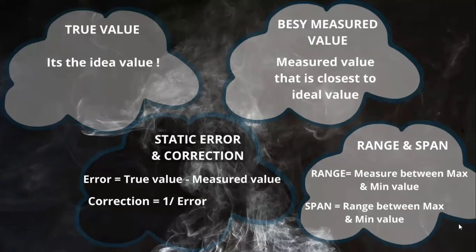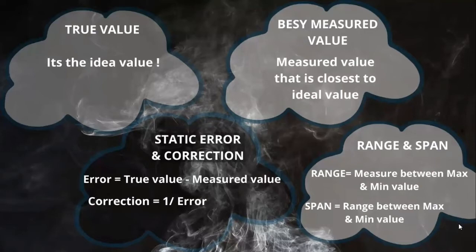The first one is true value. True value is the ideal value. You all know the ideal value of gravity. You all know the room temperature. There's something called the gas constant, the temperature constant. These constants are the ideal values. What is gravity's ideal value? Does anyone know the value of gravity? 9.8. Okay, very good. 9.8 is the ideal value.